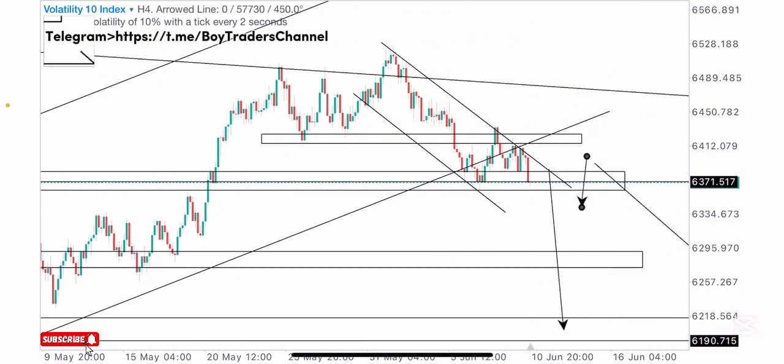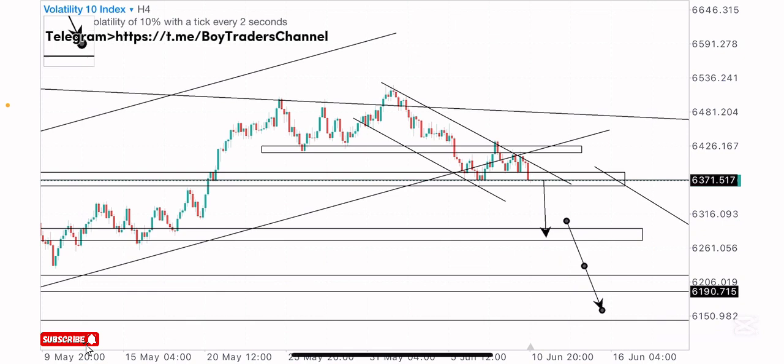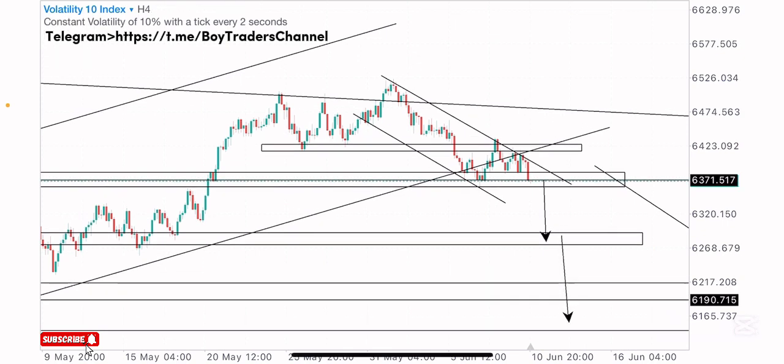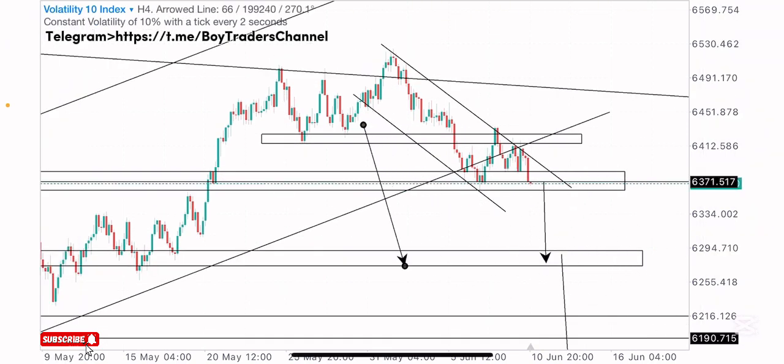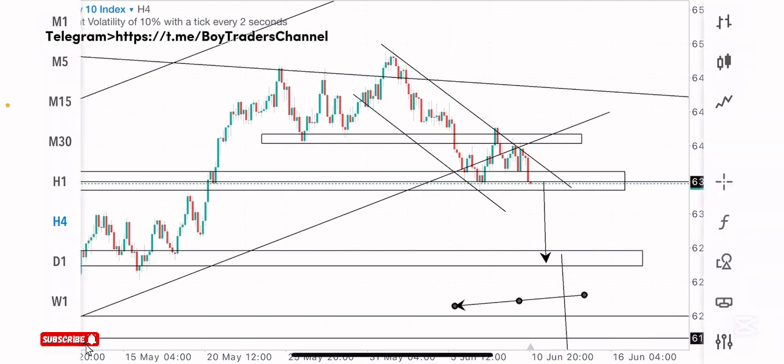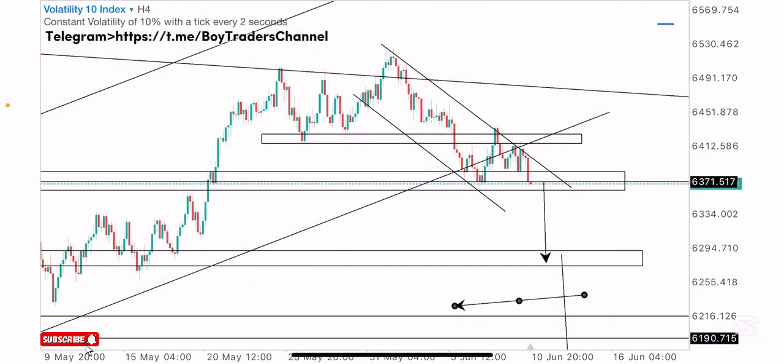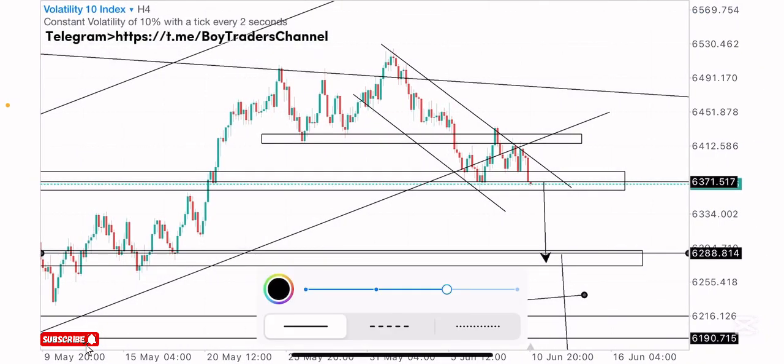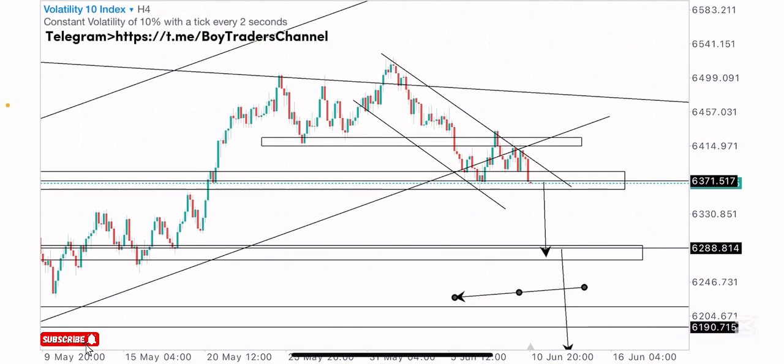If price is to sell to this zone, then a break of this level here would see price sell further to the overall targets in the coming days and weeks. So on shorting this index, the major targets would be on this level, the level of, I think, 6,288 in the coming days.